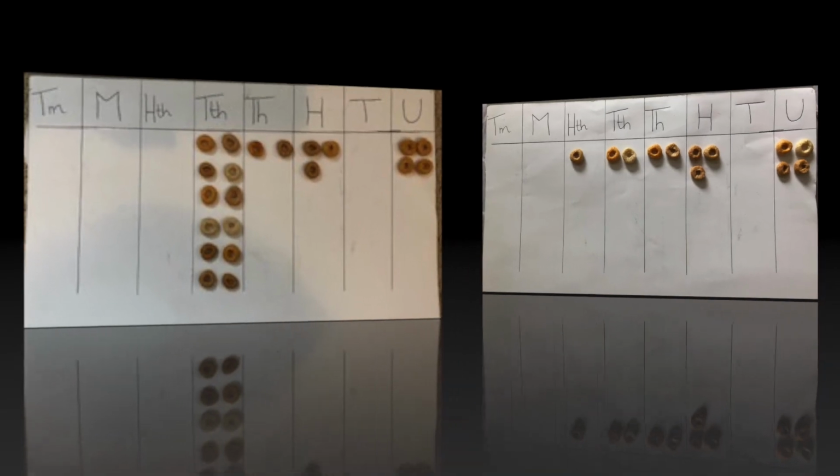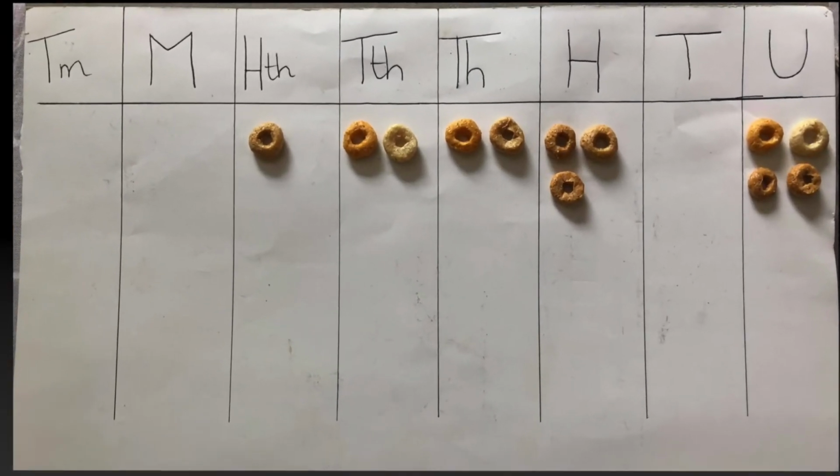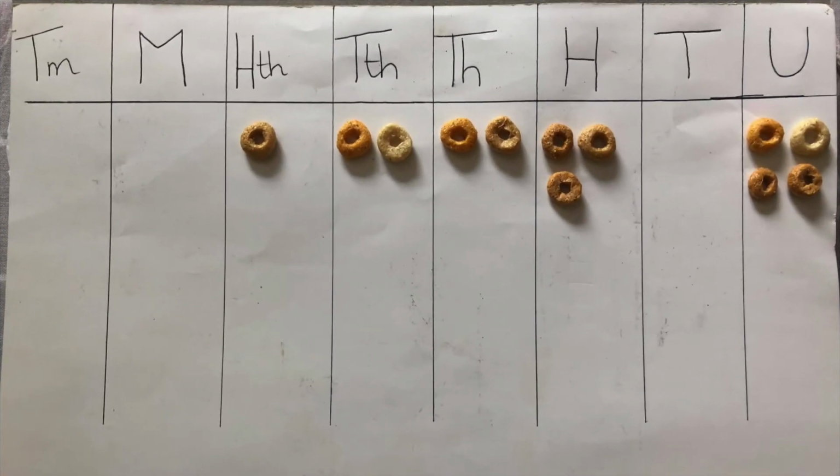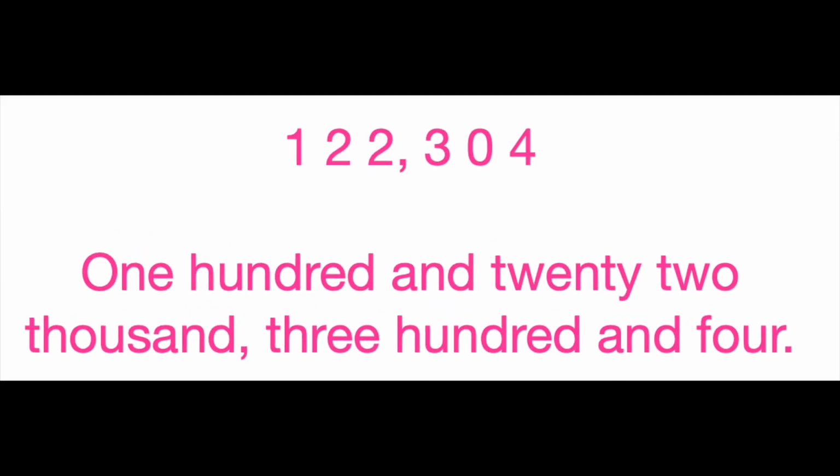Now we have our new number. So we've got 1 in the 100,000s column, 2 left in our 10,000s, 2 thousands, 3 hundreds, no 10s, so think about what needs to go in there, and 4 units. So our final number should have been 122,304.